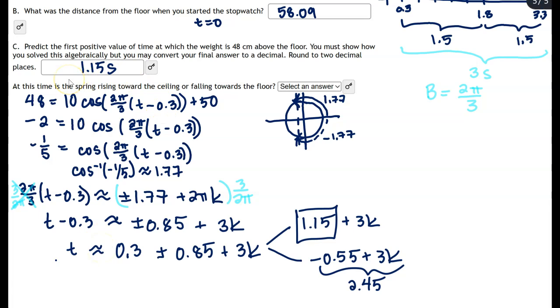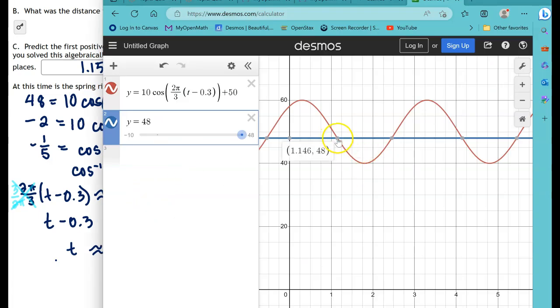And then our last question is, at this time, is the spring rising toward the ceiling or falling toward the floor? And what I see is that from here, the height is decreasing, and that's distance from the floor. The distance from the floor is decreasing, so it's getting closer to the floor, so it's falling at that point in time.